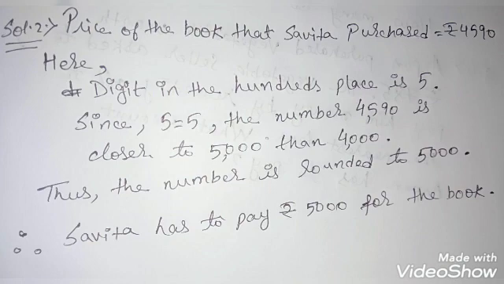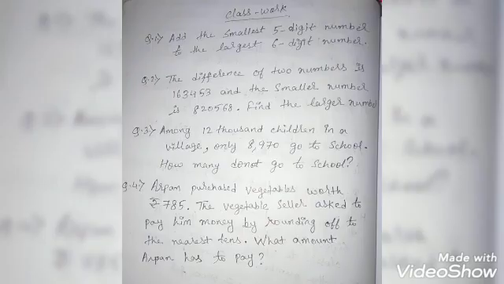And according to the rule, if the digit is 5, 6, 7, 8, 9, I will take the number which is greater. It means I will take 5,000 as the rounded number, because as per the rule, in the hundreds place 5 is written. So if 5, 6, 7, 8, 9 is there in the hundreds place value, then I will take the next number, that is 5,000. So Savita has to pay 5,000 for the book. You have to round off 4,590 and your answer will come 5,000.